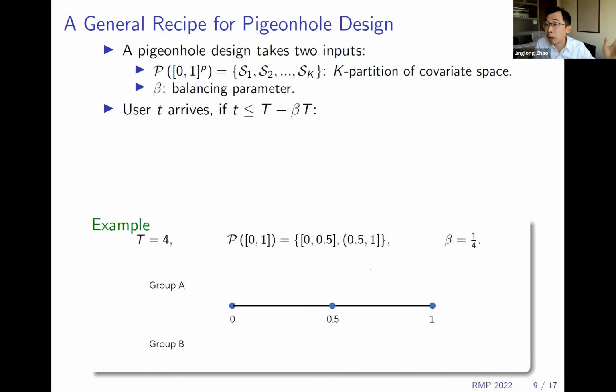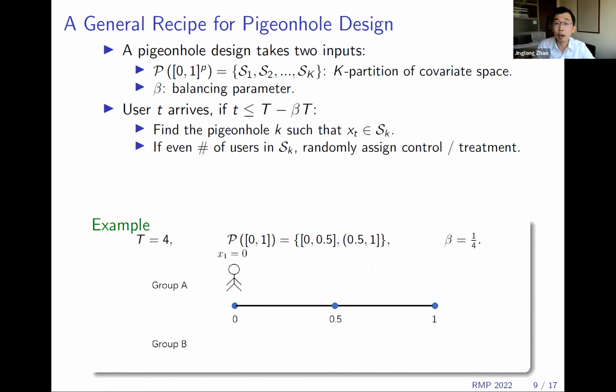So, but before I explain how it works, let's follow me with this example. When any user arrives, if we know that this user is among the first several periods before the balancing periods, then we run the pigeonhole design by first finding the pigeonhole that this user belongs to. And second, if there are an even number of users that have already arrived in this pigeonhole, then we randomly assign treatment or control. For example, here x1 is equal to 0.